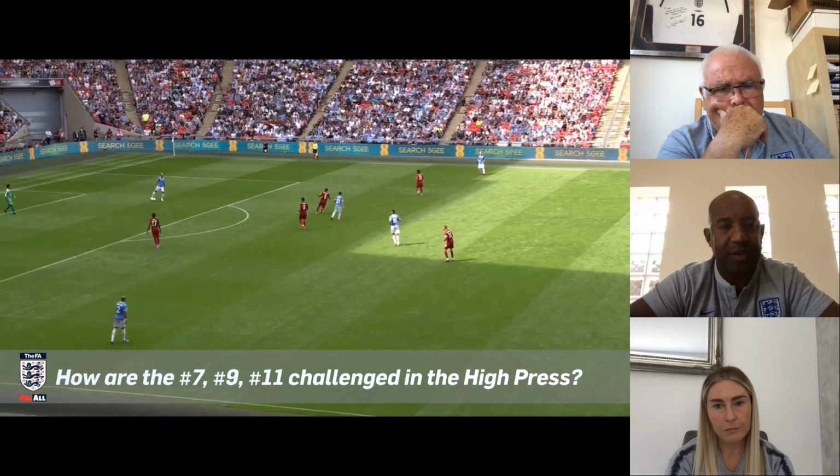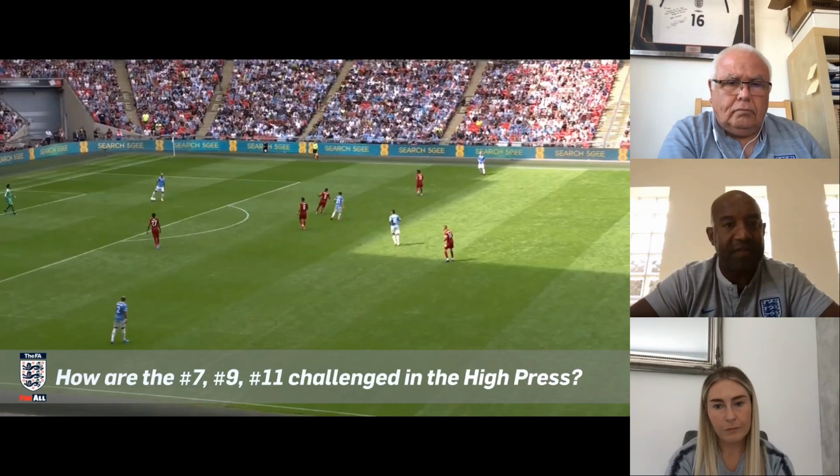But ultimately, what the front three are looking to do is to isolate the two centre-backs, a number four and the goalkeeper. Any ball that goes over the top to the wide full-backs, Zinchenko and Walker, the two wider midfield players are going to look to jump on them. So that's Liverpool's strategy around that.